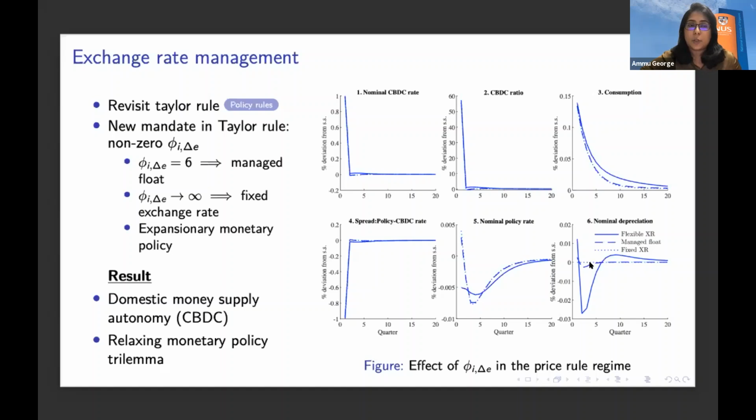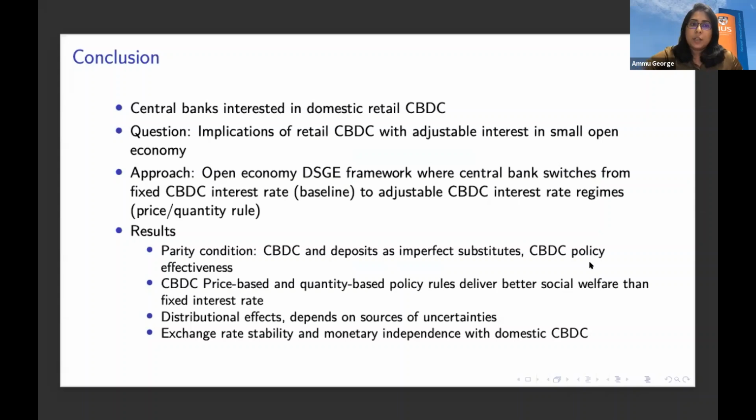So finally, to conclude, our motivation primarily comes from the interest of central banks regarding issuance of domestic retail CBDC. So our question was to find the implications of issuing retail CBDC with an adjustable interest rate in small open economies. In our approach, we used an open economy DSGE model where the central bank switched from a baseline regime of fixed CBDC interest rate to an adjustable CBDC interest rate regime where the central bank could vary the interest rate according to a price rule or quantity rule.